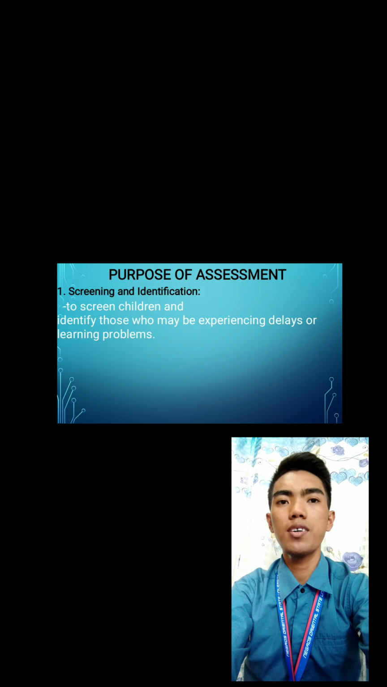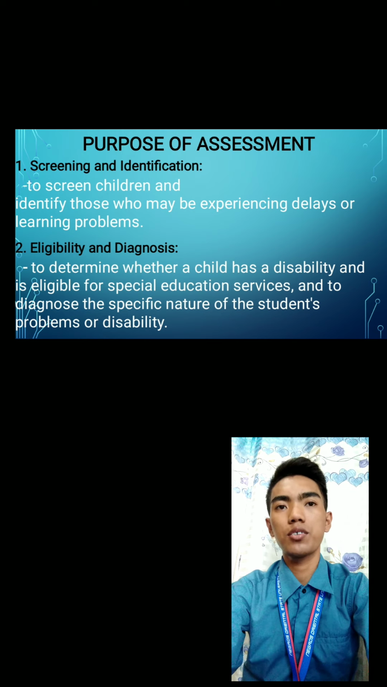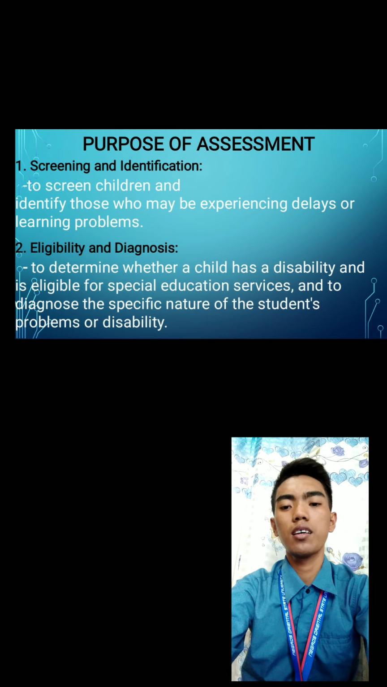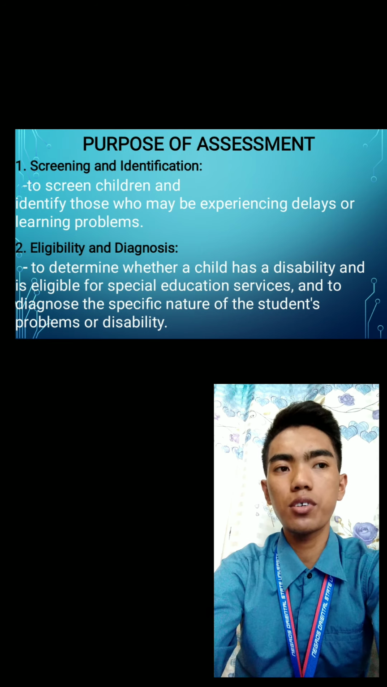So next one is eligibility and diagnosis. Eligibility and diagnosis is to determine whether a child has a disability and is eligible for special education services, and to diagnose the specific nature of the student's problem or disability.